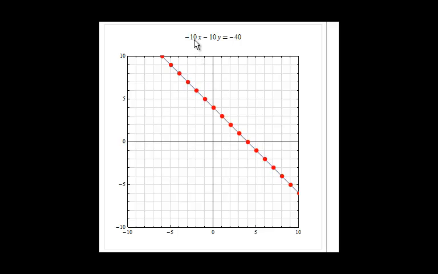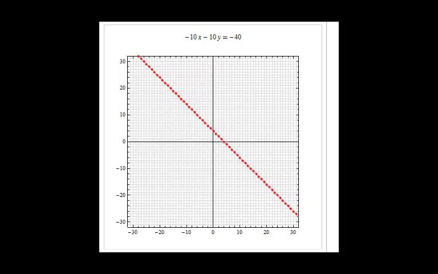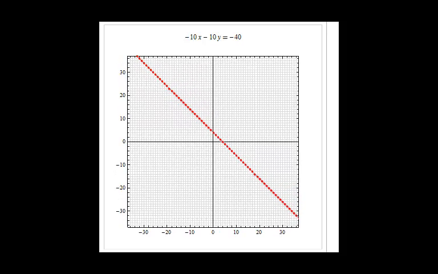And notice the greatest common divisor between negative 10 and negative 10 is 10. That divides evenly into 40. So we did expect solutions. In fact, we expect infinitely many solutions. And if we zoom out on this graph, the further we go, the more solutions we're going to see.